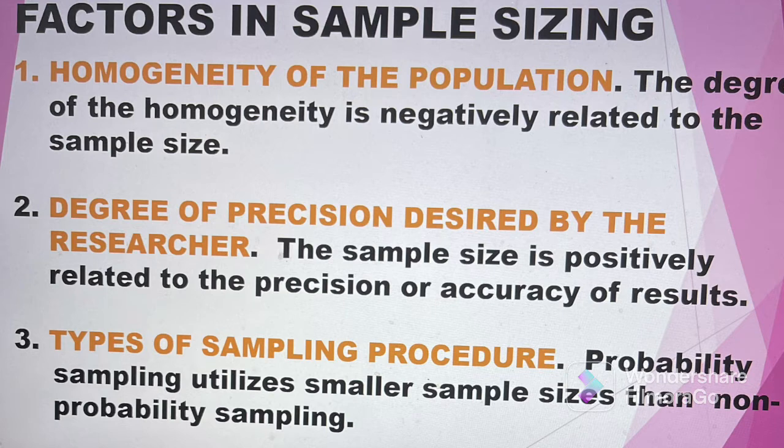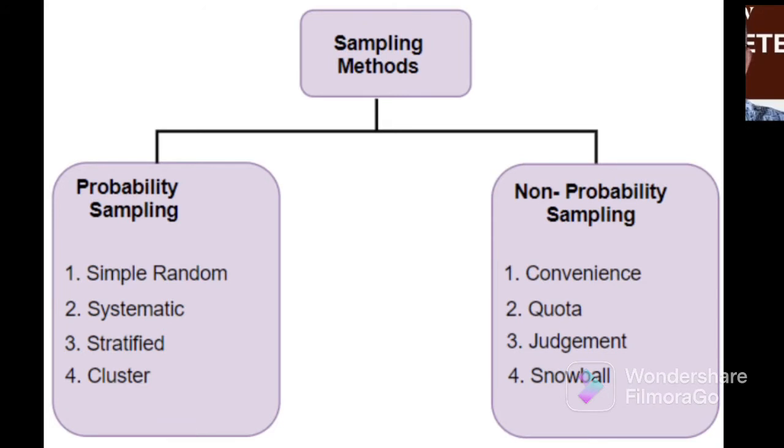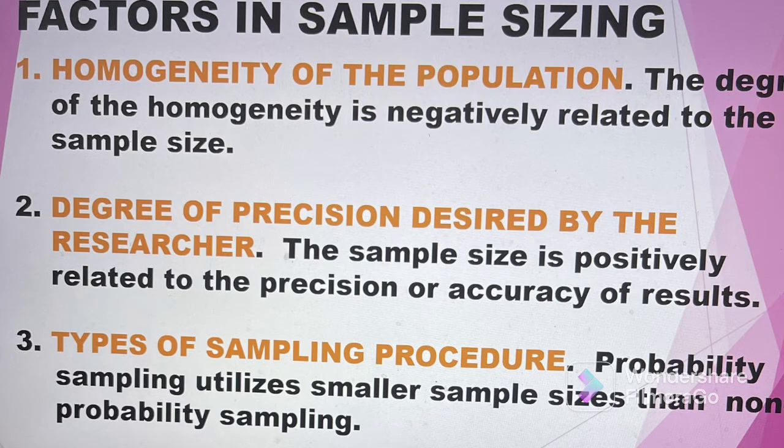And the third one is the types of sampling procedures. When we speak about the types of sampling procedures, there are, of course, two major types. We have the probability sampling, which is also termed scientific sampling, and we have the non-probability sampling. As a factor, probability sampling utilizes a smaller sample size than non-probability sampling. So these are now the three factors in sample sizing.